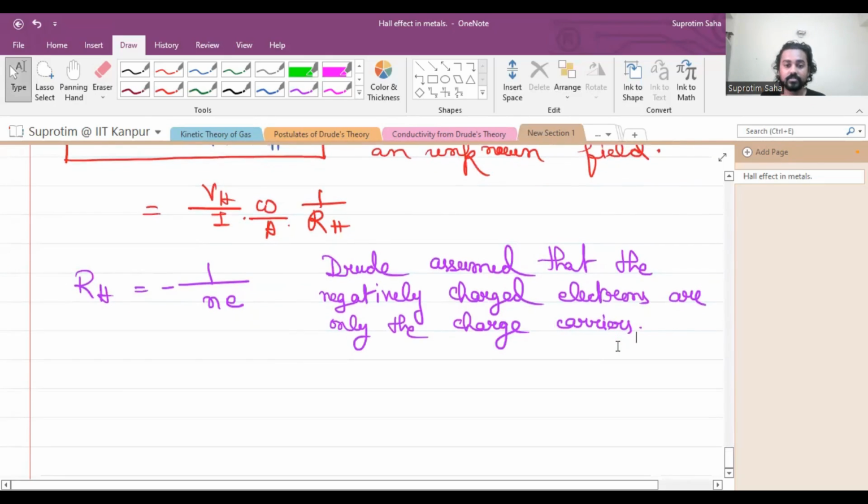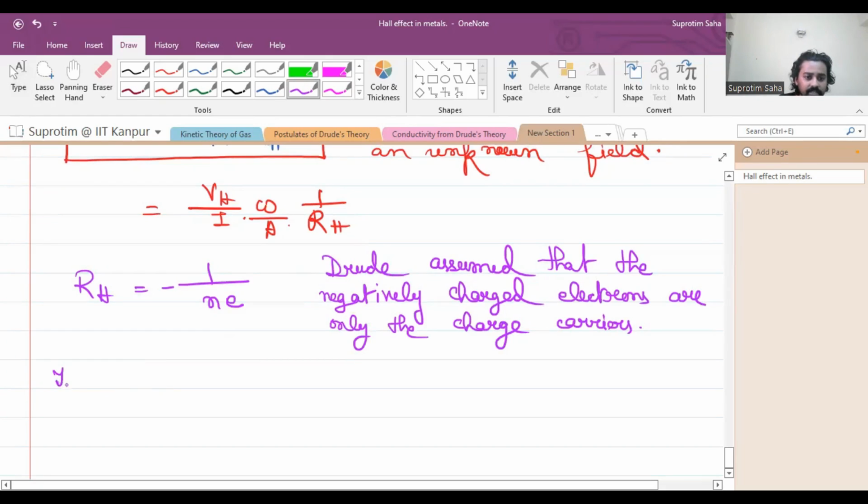Why? Because for aluminum and beryllium, we saw that the product of R_H times n e becomes positive. So we have to think that the electrons are not really the charge carriers there. They are positively charged carriers. In that case, Drude's theory failed in predicting that positive charge carriers can also carry the current in your sample. So it's a basic failure of Drude's theory.